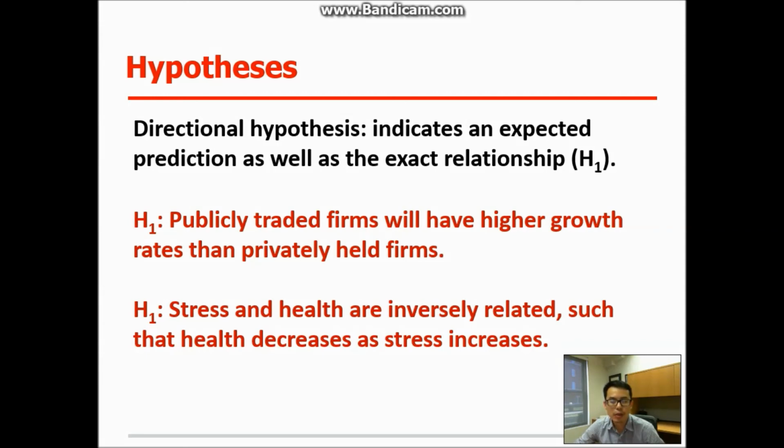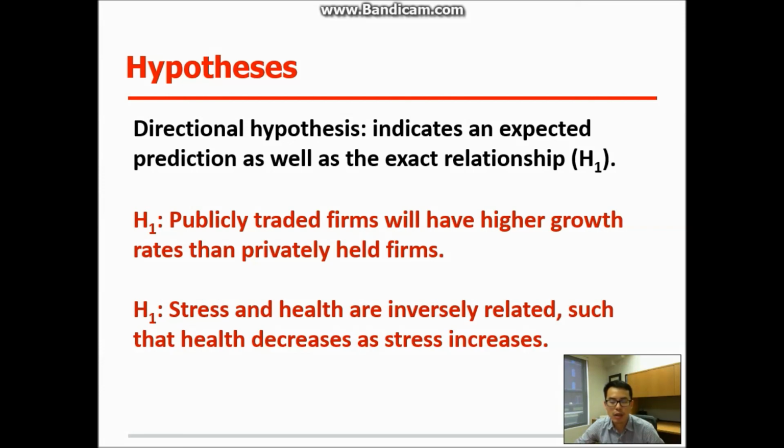And normally we use H1 to indicate a directional hypothesis, and actually the non-directional one is also H1. And sometimes in other textbooks they use HA to indicate the two hypotheses because they are considered alternative hypotheses. And here I have two examples. Publicly traded firms will have higher growth rates than privately held firms.